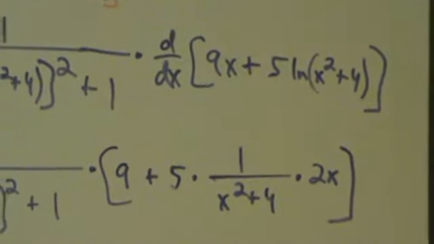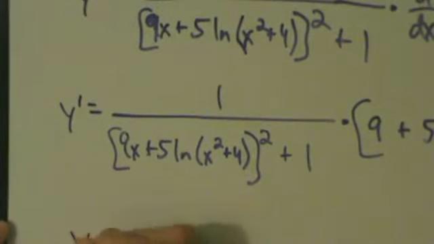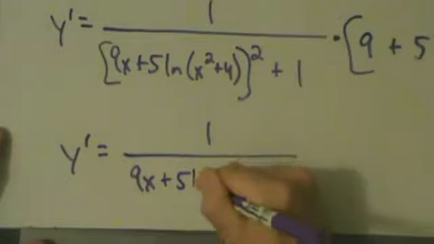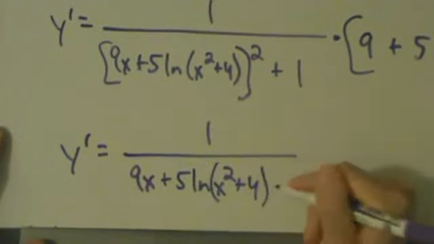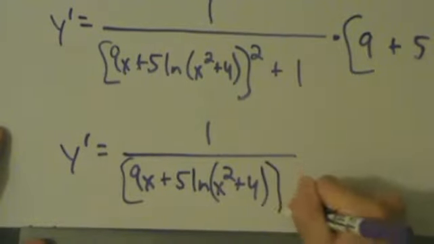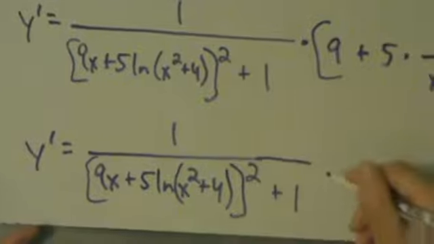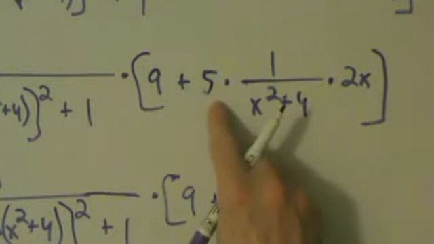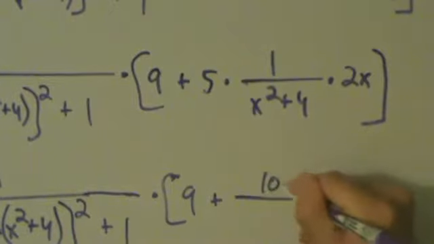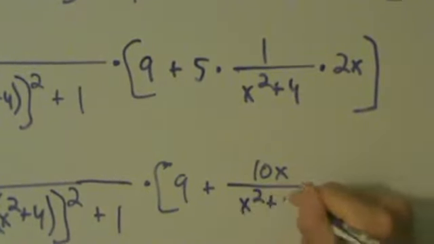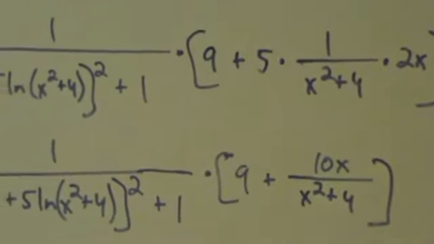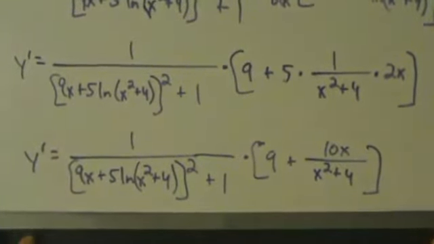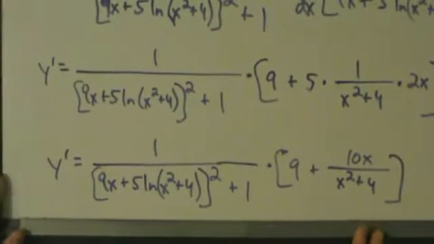Okay, so now let's simplify this. This is going to be y prime equals 1 over 9x plus 5 natural log of x squared plus 4, parentheses there are necessary, and square brackets, also necessary, squared plus 1, and then times what? This is going to be 9 plus 5 times 1 times 2x, which gives us 10x over x squared plus 4. Alright? And that's actually just going to be our answer there. We could put this on top over here, but then we'll have a fraction inside of a fraction, and those are best to avoid. So we just leave it like this.